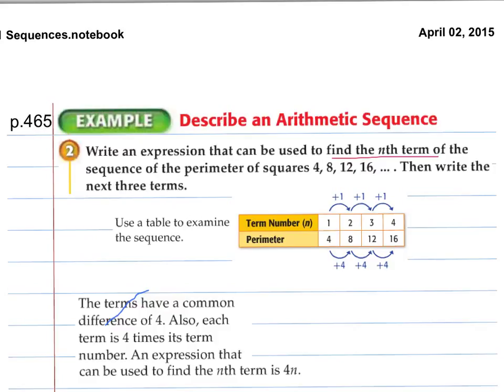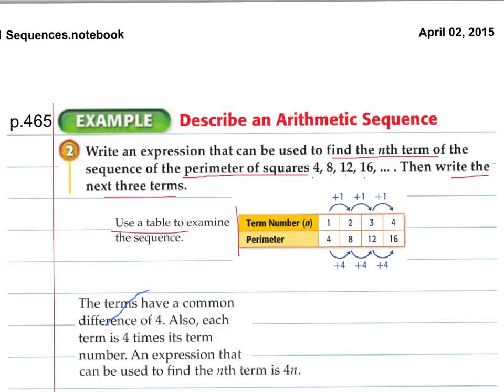to do that. In this case, they're wanting us to write an expression that can be used to find the nth term of the sequence of the perimeter of squares. So, the perimeter of a 1 unit square would be 4, 8, and then 12, and then 16. We're going to write the next 3 terms, but we're going to use a table to help us.